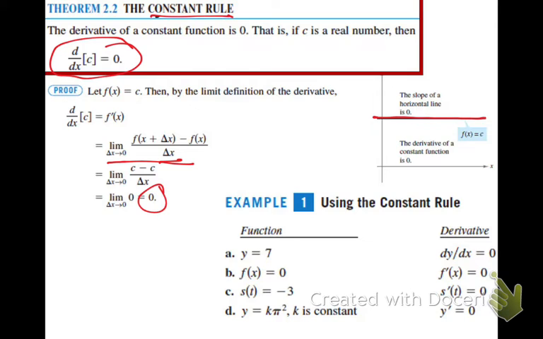There's no tangent line to a horizontal line, other than itself. And then down at the bottom, we have the derivative of y. So dy/dx equals 0, f prime of x equals 0, s prime of t equals 0, and y prime equals 0. I put this on there so you could see the different ways you would write them. But they're all constants.